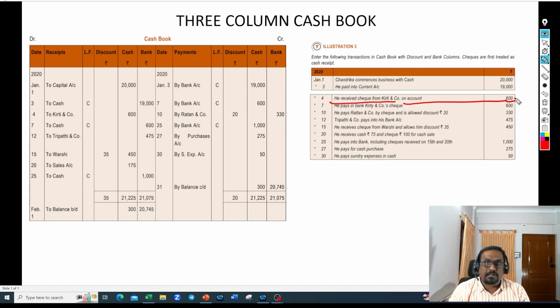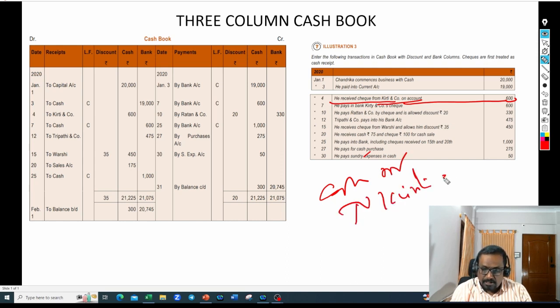Next, he received check from Kirti and Co on account, 600 rupees. He received the check. He did not say whether it is deposited immediately or not. That day he received the check. What we discussed? Whenever we receive the check, we need to consider that as a cash receipt. Whenever we deposit the check, how do we consider it? We deposited cash. That assumption you should never forget. So here check received from Kirti and Company. So when check is received, what comes in? Cash comes in. That is the assumption we take. Cash account debit and Kirti account credit.